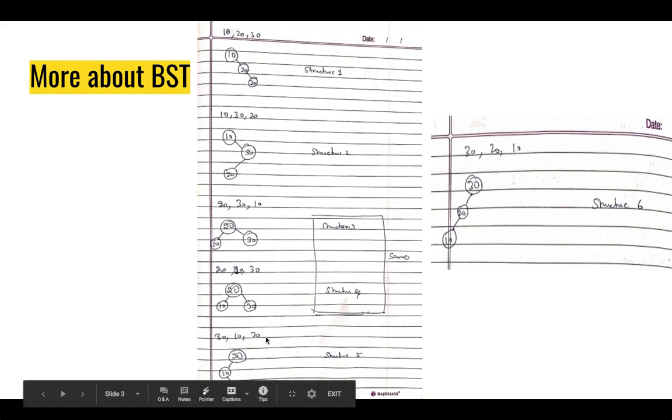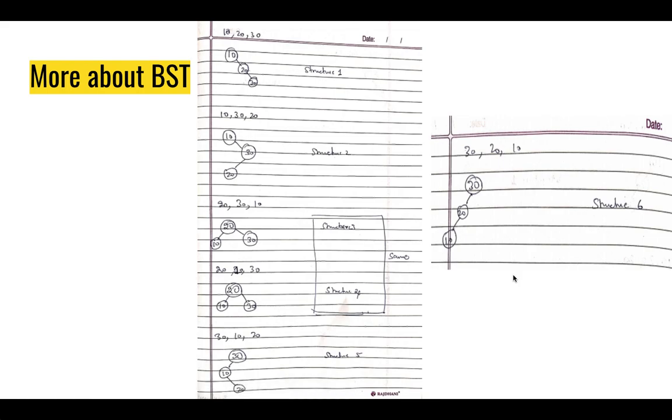Then 30, 10, 20. You get 30 first in the root node, and then to the left it is 10, and to the right side of it would be 20. Then let's see the structure 6, which is 30, 20 and 10, which will be 30, which is the root node, 20 to the left side of it and 10 to the left side of 20. Now let's say you have these 6 structures, or probably 5 structures because one is the same.